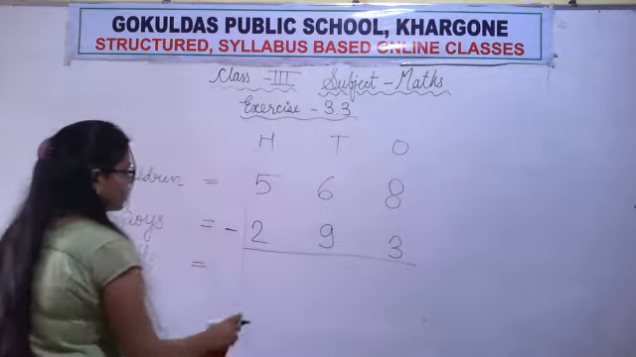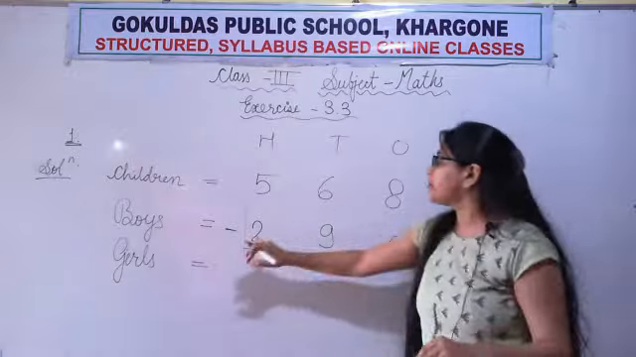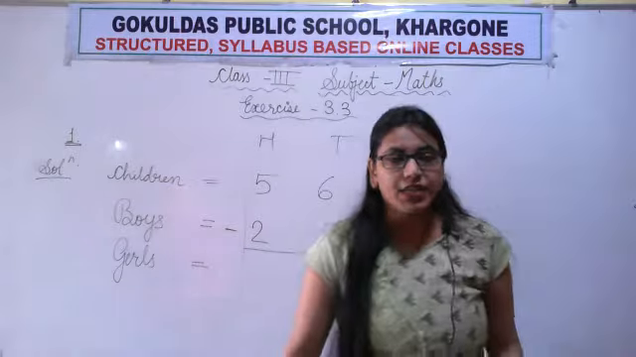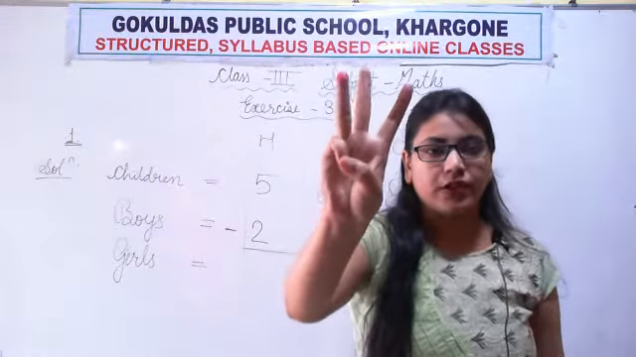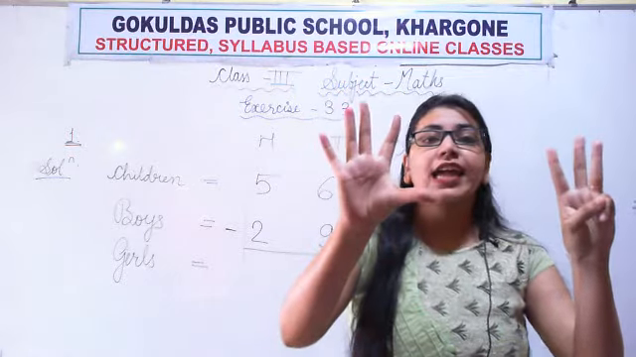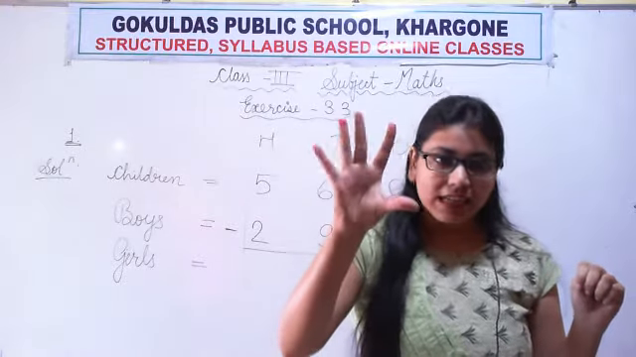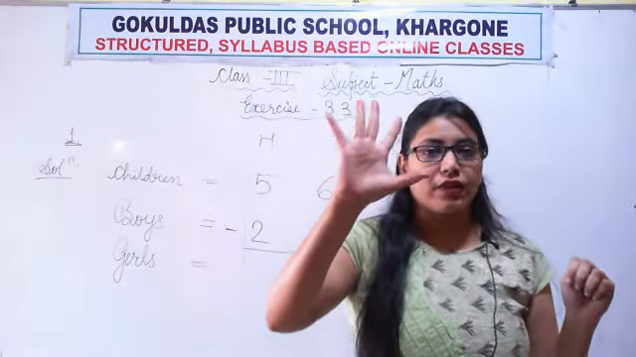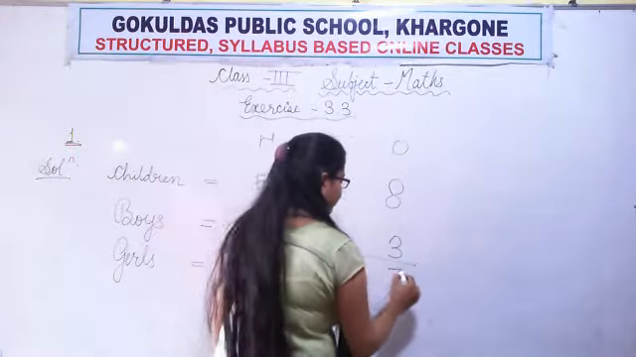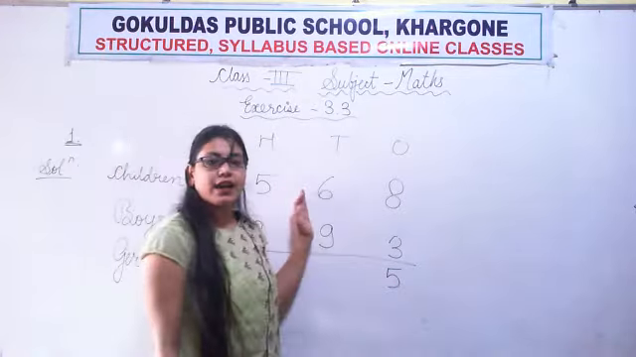Okay, so now let's subtract. We always start from the ones column. So 8 minus 3. We'll open 8 fingers first: 1, 2, 3, 4, 5, 6, 7, 8. Minus 3. Now we'll take away 3 fingers: 1, 2, 3. Now how many fingers are left? 1, 2, 3, 4 and 5. 5 fingers are left. So we will write the number 5.